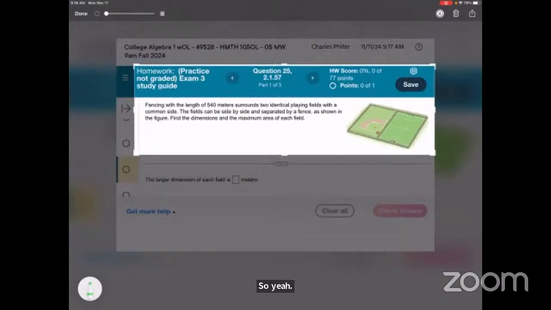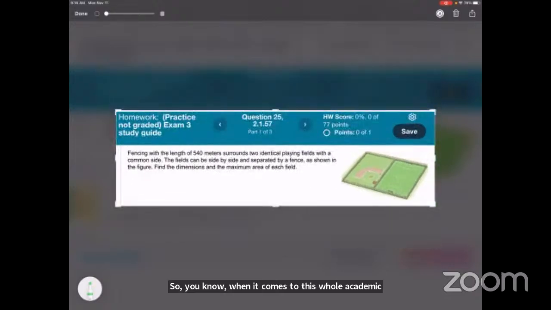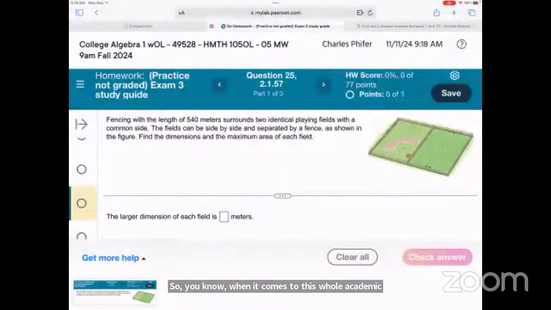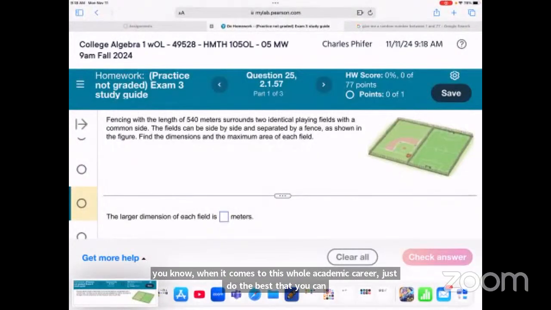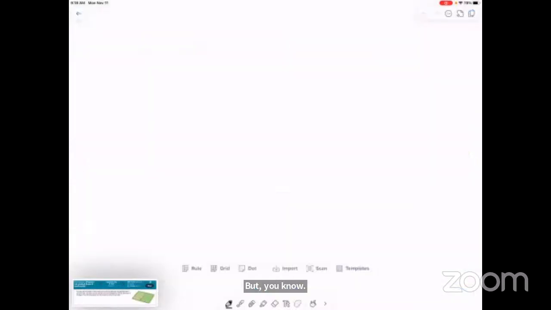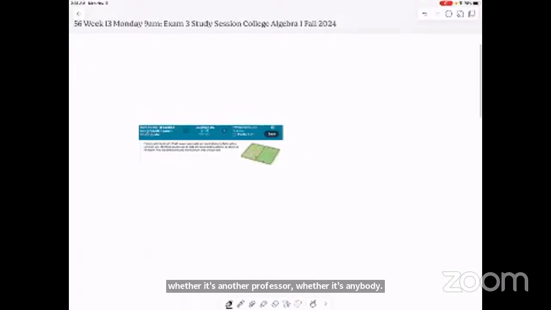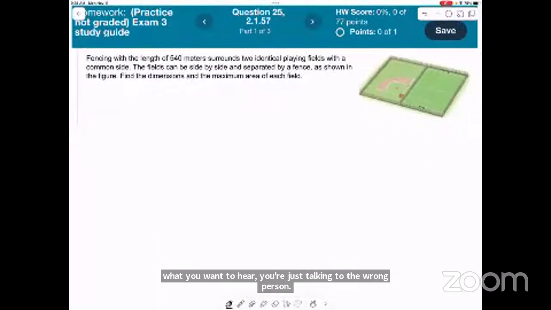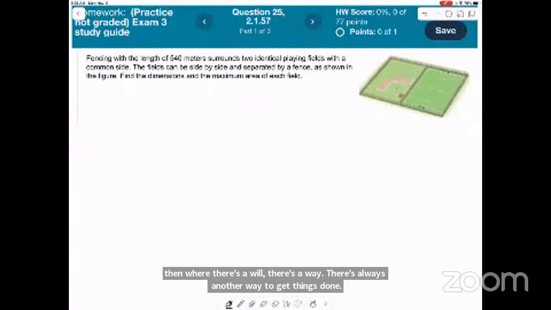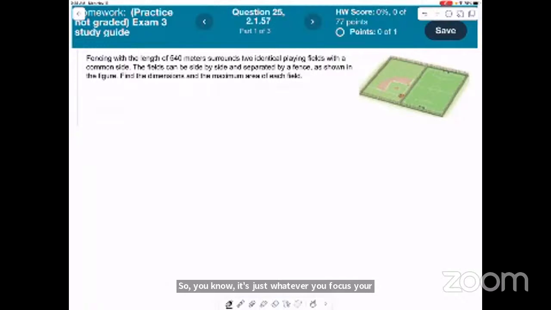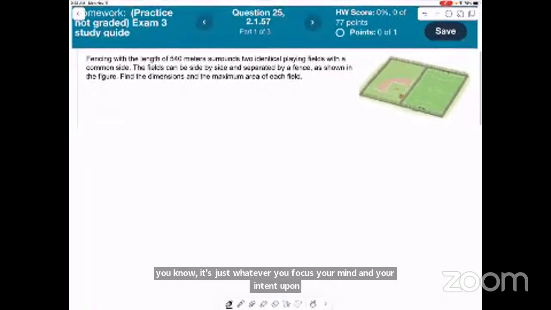When it comes to this whole academic career, just do the best you can, but don't take it too seriously, because there's always another way. If you're talking to somebody and they're not saying what you want to hear, whether it's me, another professor, or anybody, you're just talking to the wrong person. Where there's a will, there's a way. There's always another way to get things done. Whatever you focus your mind and your intent upon, you just stay focused on it until it happens, and it will happen.